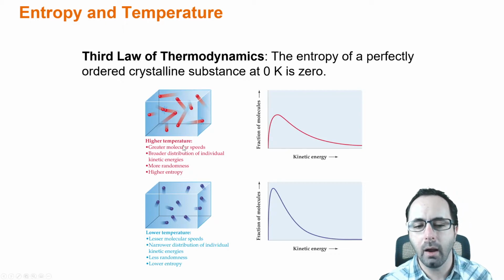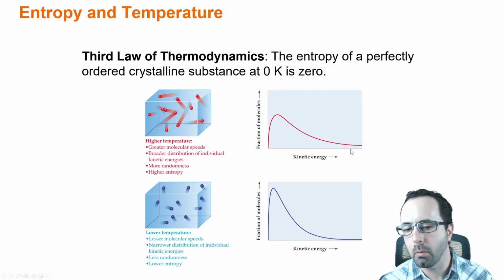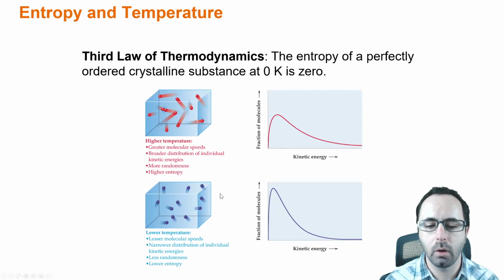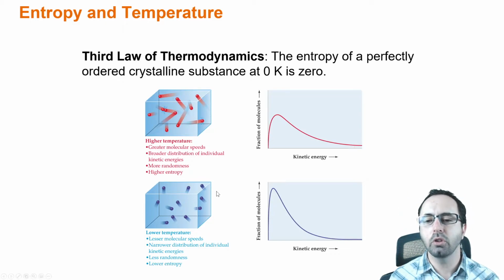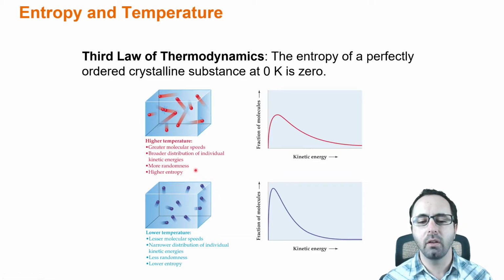And so at higher temperature, you have greater molecular speeds. You have a broader distribution of individual kinetic energies. This is shown by this Boltzmann distribution right here. So most of them are all around this speed, but some of them are much faster, some of them are slower. At higher temperature, you have more movement of molecules, thus you have more randomness and higher entropy.